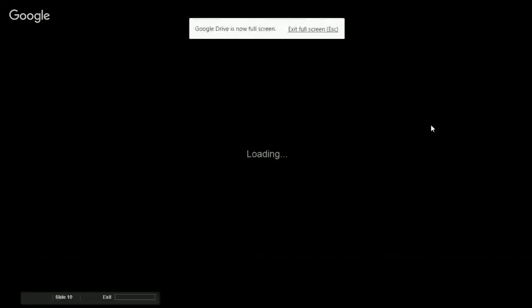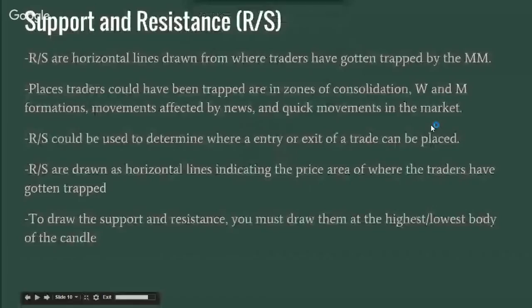Here we go. This is where it gets fun. Support and resistance. I'm about to show you guys how to trade with support and resistance the market maker way. Show you guys how to exit. Show you guys things that you probably never imagined before. Support and resistance, okay? Otherwise known as R-S.